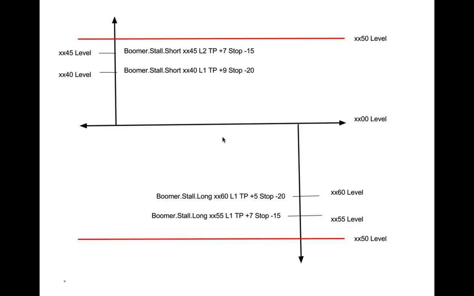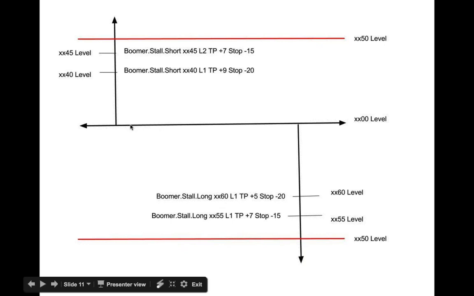But this is sort of the classic boomer strategy that many people in my room trade. If you're looking to trade for more like a 10 pip profit, 9 pip profit per strategy. In this particular variation, there's only two trades. All of them have to do with moving up above the 00 or moving down below the 0. There's no trade above the 50 level, right?